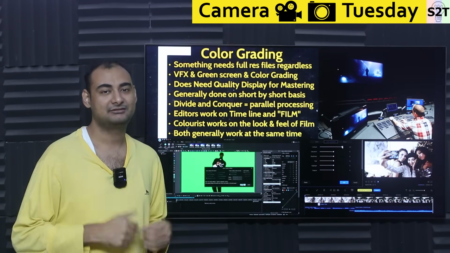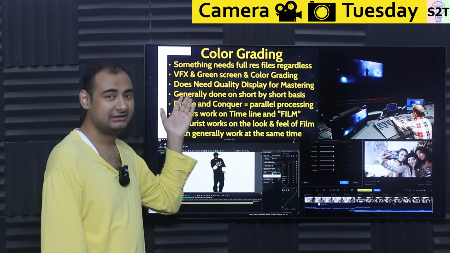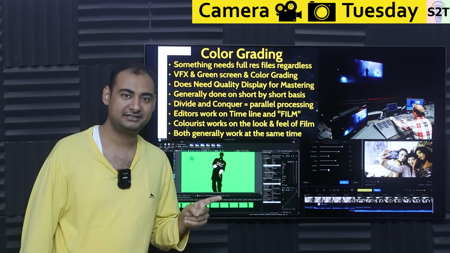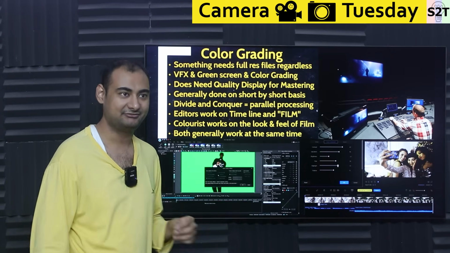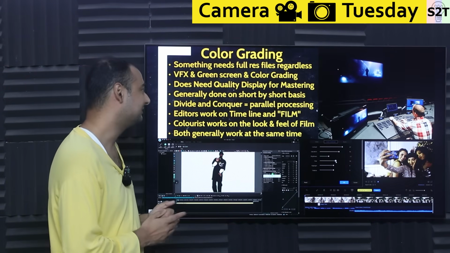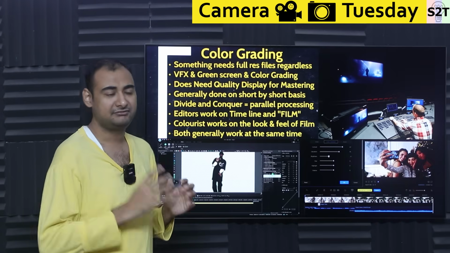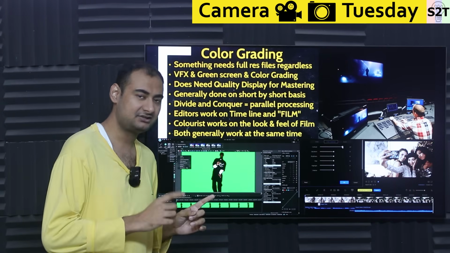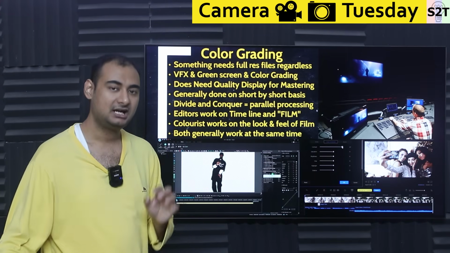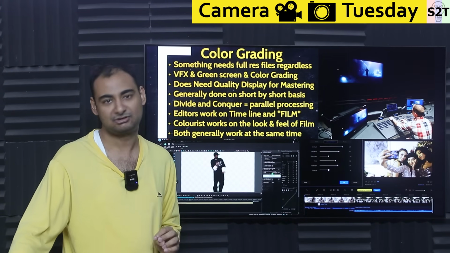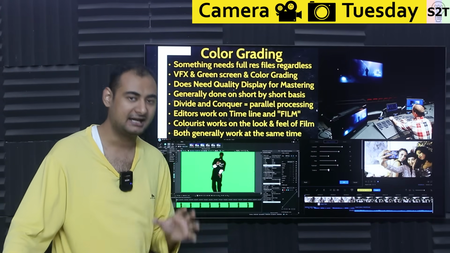There are some things that require full frame size: VFX, green screen, color grading. And now you understand why these things require VFX studios. So fundamentally, be mindful. Whenever you're talking about these sort of things, especially colorists, you are talking about display, high quality display. You cannot cheap out on that. You have to have a high quality display.